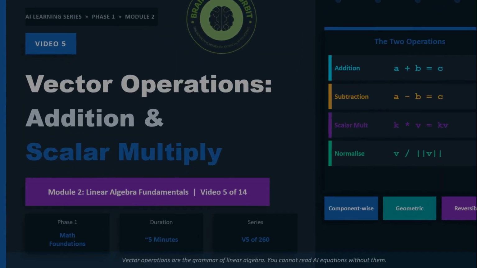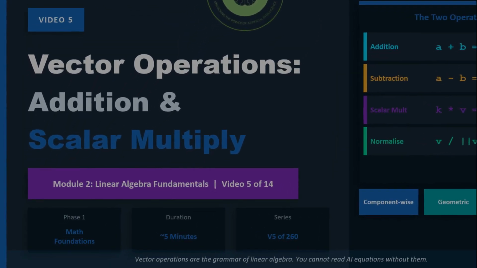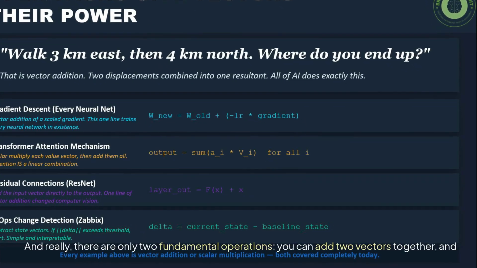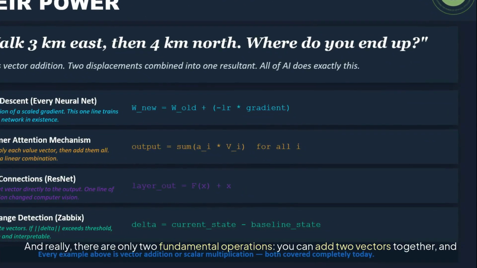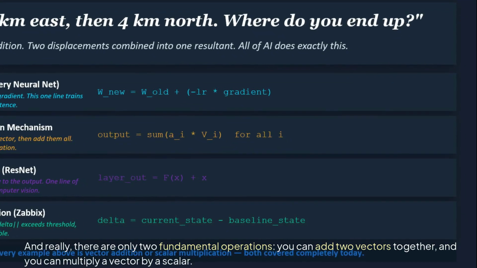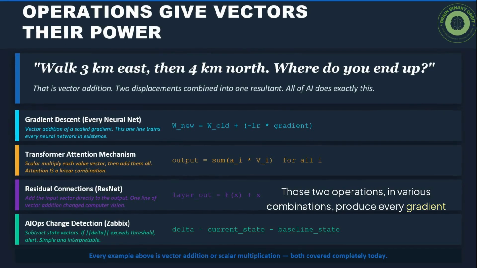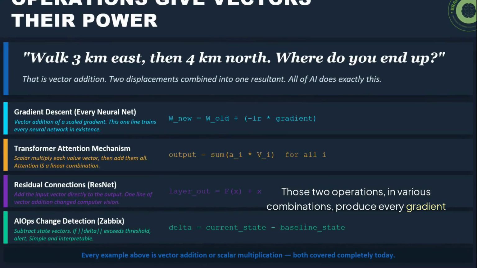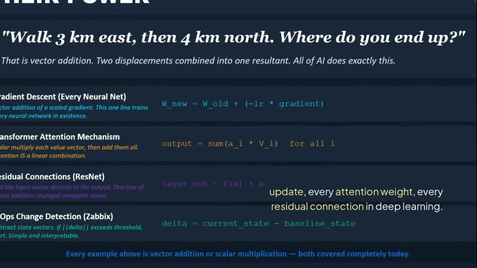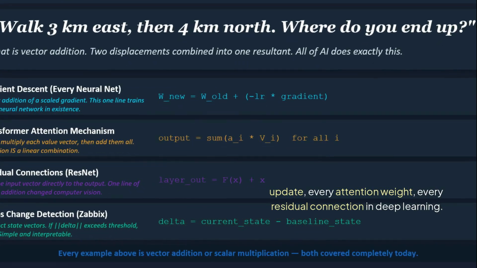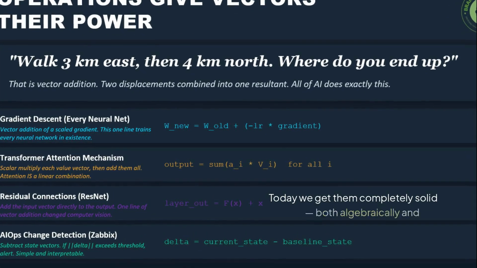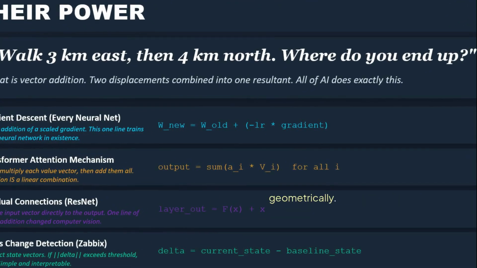Before you can use vectors, you need to be able to do things with them. And really, there are only two fundamental operations. You can add two vectors together, and you can multiply a vector by a scalar. That is it. Those two operations, in various combinations, produce every gradient update, every attention weight, every residual connection in deep learning. Today we get them completely solid, both algebraically and geometrically.